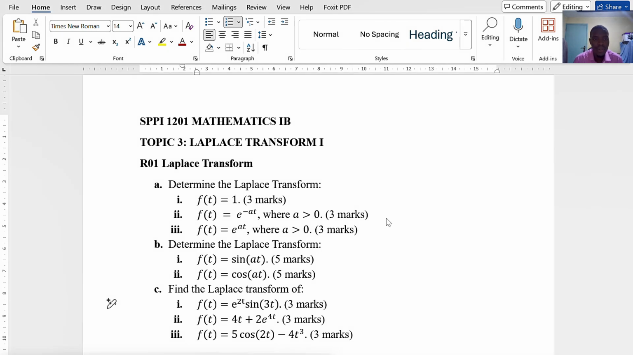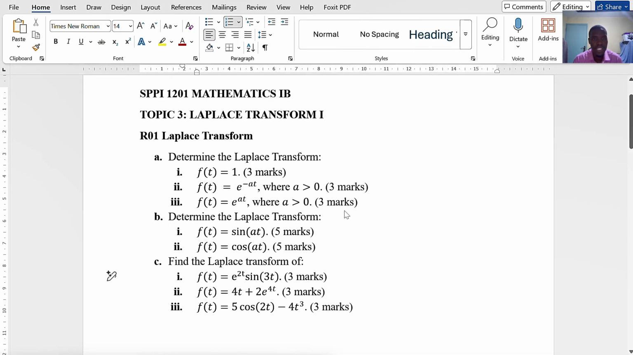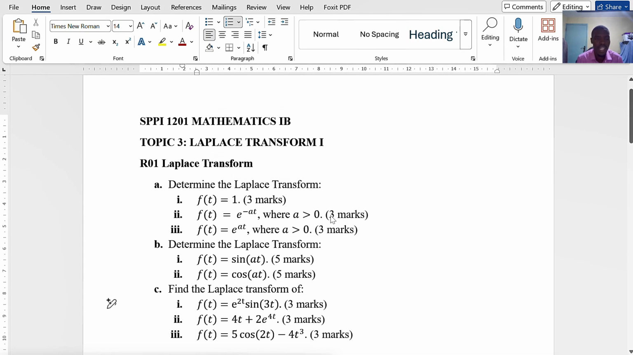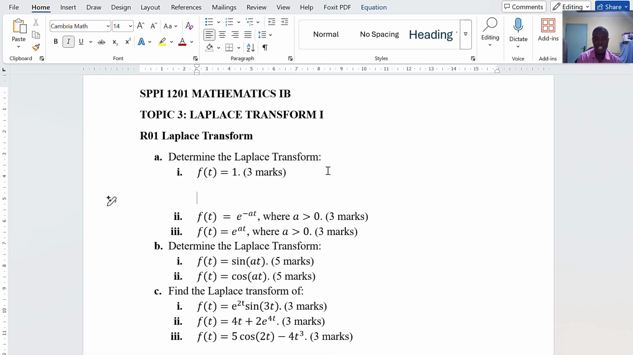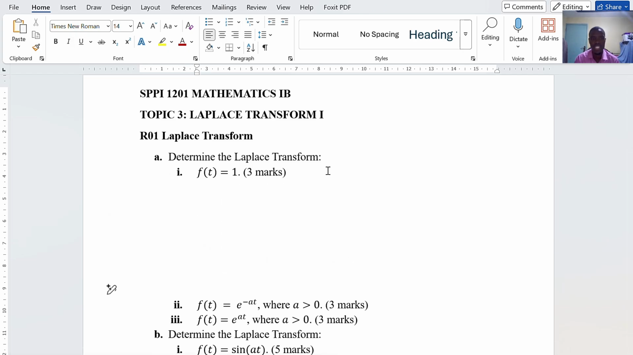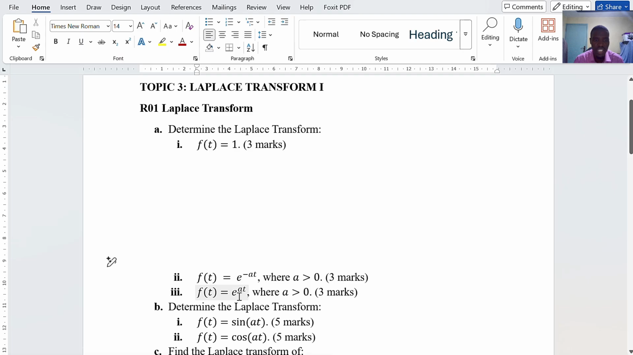Okay, so we have topic 3, Laplace transform. This is basic, not that deep for our first year students, mathematics 1B, undergraduate. So the first thing we are going to determine is the Laplace transform of the common functions that we will apply to part C. First, we are going to get the Laplace transform of a constant, and then go to the next ones.